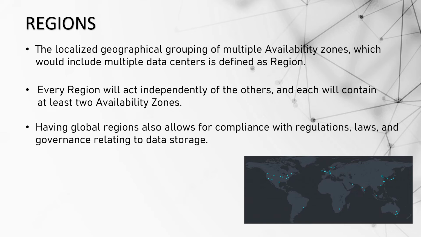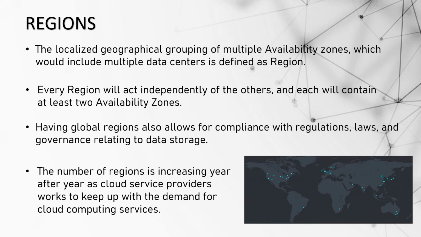Some of the huge cloud service providers like AWS or Google Cloud have deployed them across the globe to allow their worldwide customer base to take advantage of low latency connections. Every region will act independently of the other, and each will contain at least two availability zones.